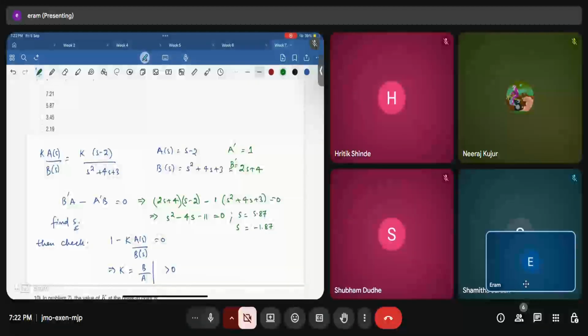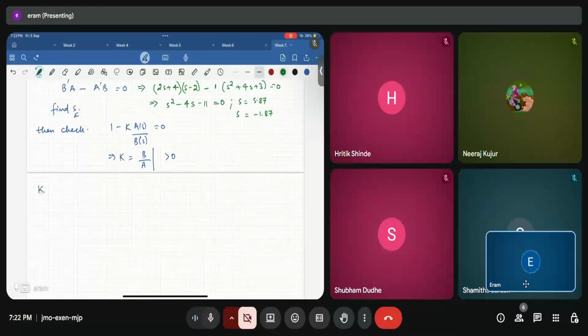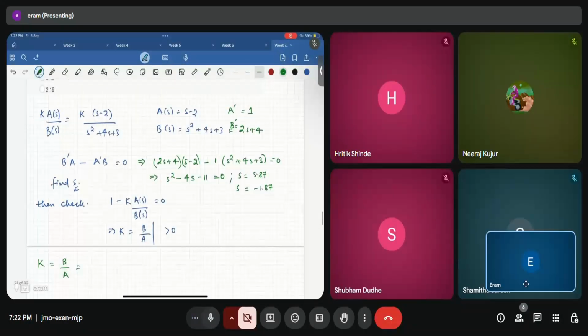Okay, you have to put this in k, which is k equals to b by a, which is equal to s square plus 4s plus 3 divided by s minus 2. So this gives you 2 points on the root locus. So s is 5.87 and s equals to minus 1.87. You are getting 2 points on the real axis, and any one of them could be the break in or break away, or it could be nothing.